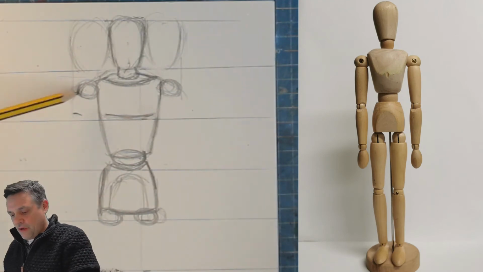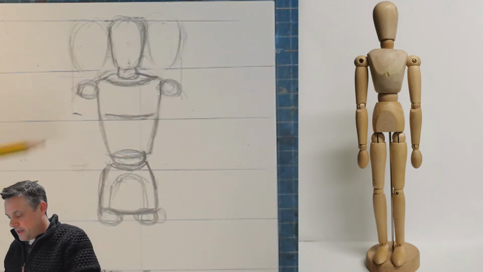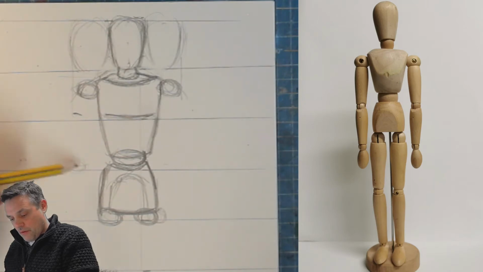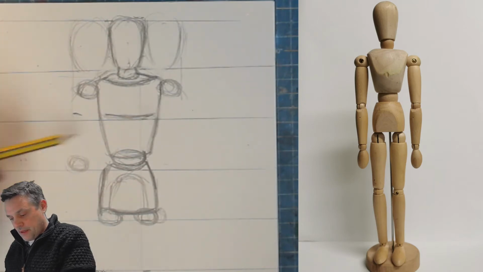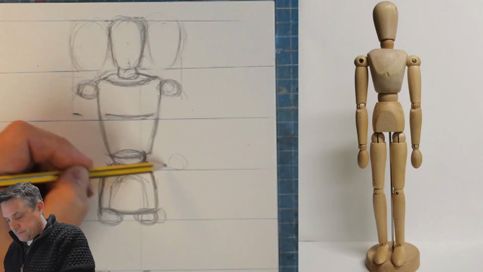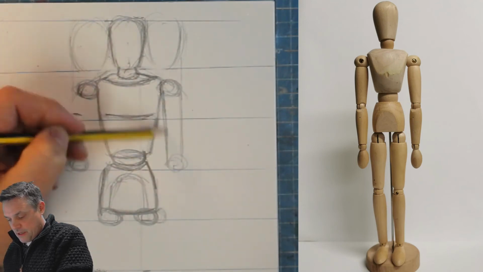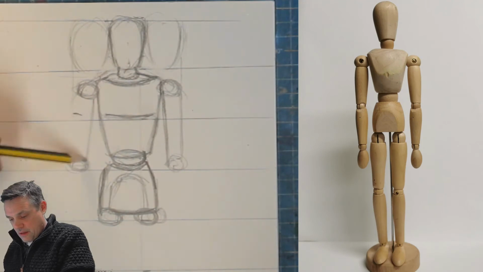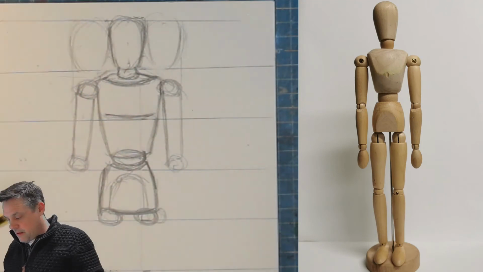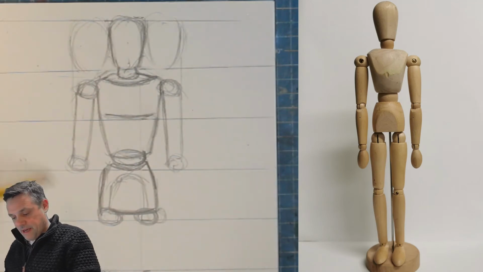Okay, and then you can see that the elbows come down just at the bottom of number 3. So we can put those in, join up those shapes. And then the wrists down to number 4.